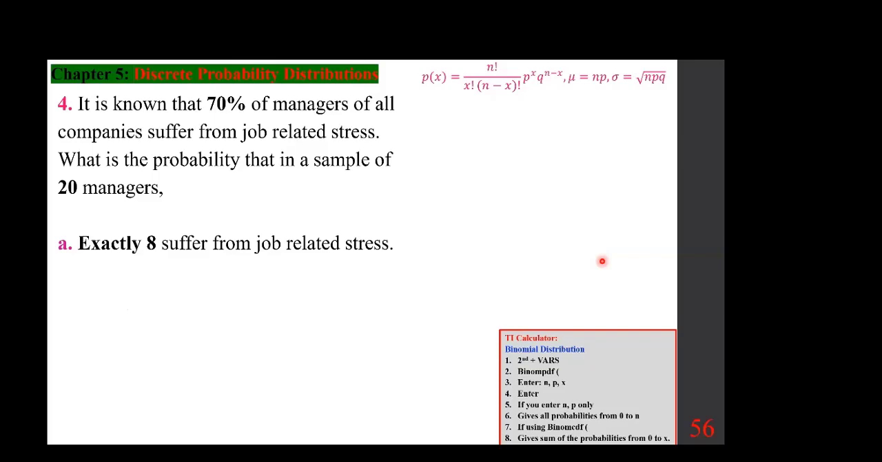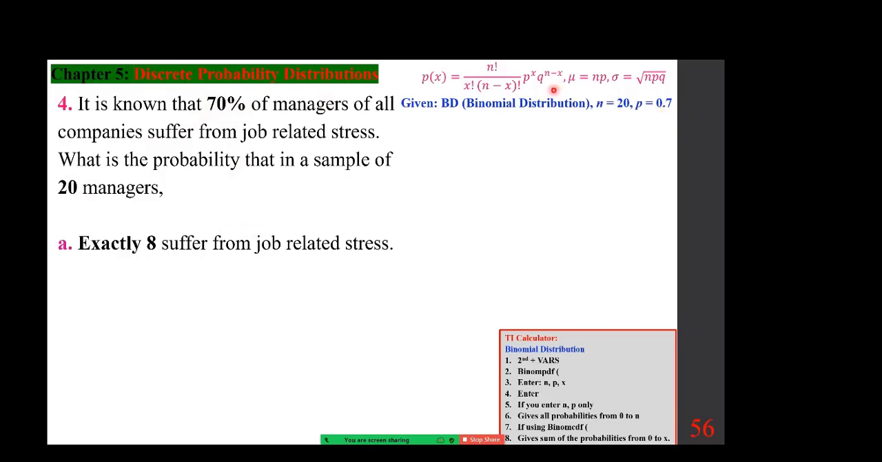It is known that 70% of managers of all companies suffer from job-related stress. What is the probability that in a sample of 20 managers, exactly 8 suffer from job-related stress? Excellent. Again, it is a word problem. So what is given? It is a binomial distribution. Why is that? We either suffer from stress or we don't. So there are two outcomes. N is 20, P is 70% or 0.7, exactly 8.